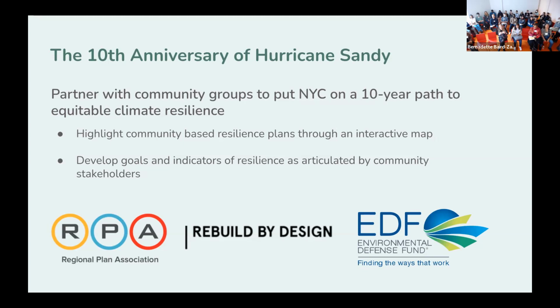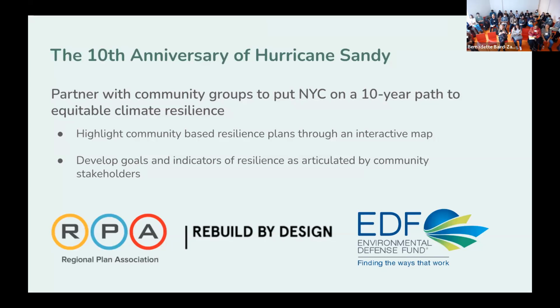So a little bit more context, this mapping project was a collaboration between 3 different agencies: the Regional Plan Association, Rebuilt by Design, and the Environmental Defense Fund. And Amy's here as well from RBD. So the purpose of this map project here was really to show all the amazing climate resilience work that had been done and has been going on for a long time at the local community level.